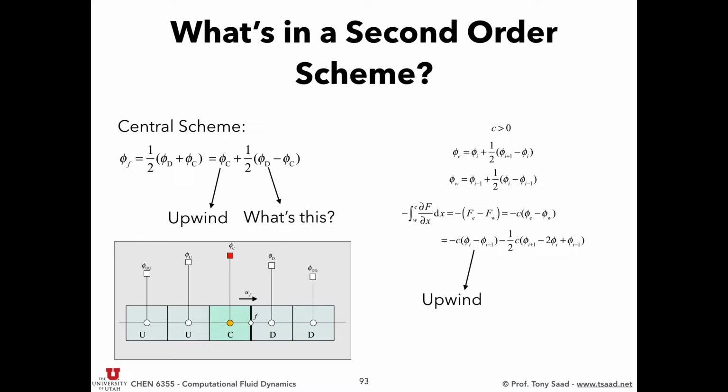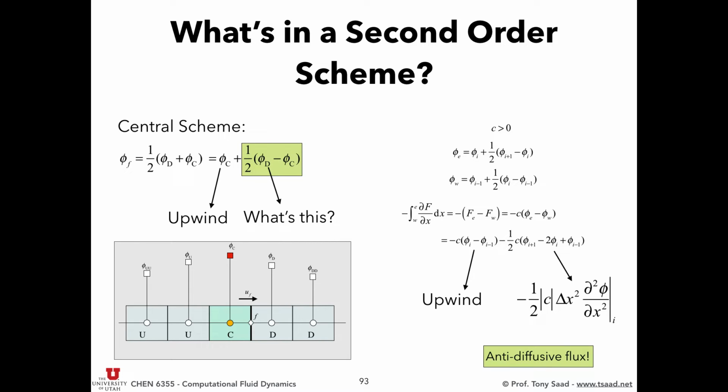So this is a second derivative, okay? But look at the sign in front of it. It's a negative sign. So this is actually an anti-diffusive flux. So when you look at the central scheme, what is the central scheme doing? It's taking the upwind scheme and combating the diffusion introduced by the upwind scheme, exactly, okay?